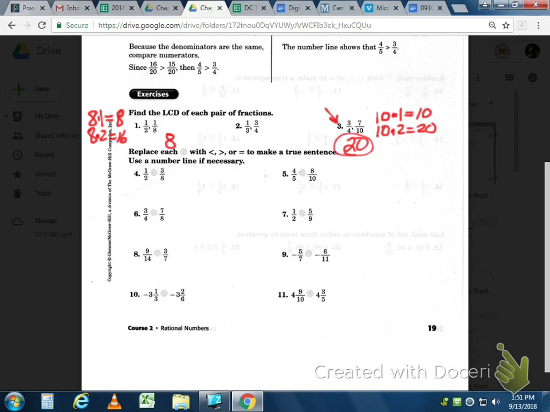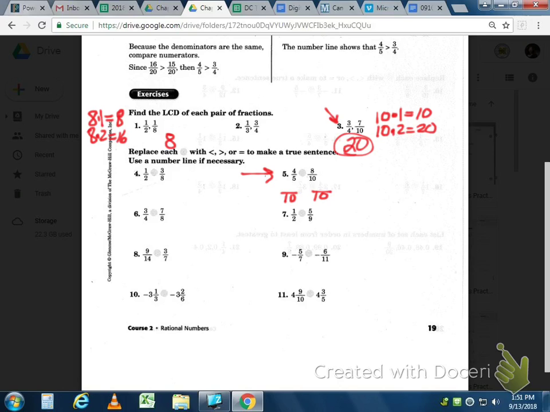All right, I made you write the odd ones down, didn't I? Number 5. It says replace each circle with less than, greater than, or equal to, to make a true sentence. Use a number line if necessary. We're not going to use a number line. We're going to go with rewriting them with a common denominator. So I've got 5 and 10. Dylan, what is my least common denominator? 10. Okay, we're going to do it just like that.